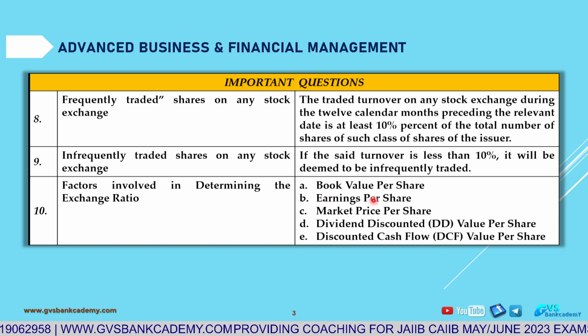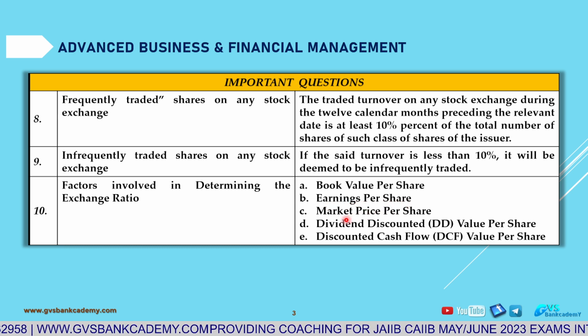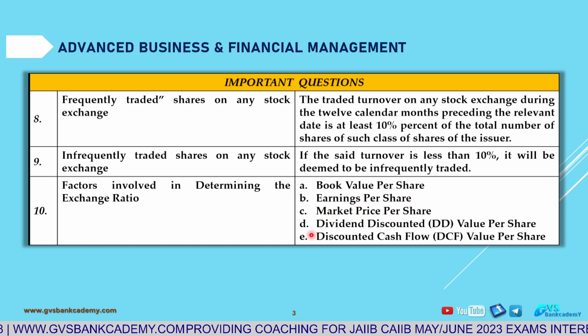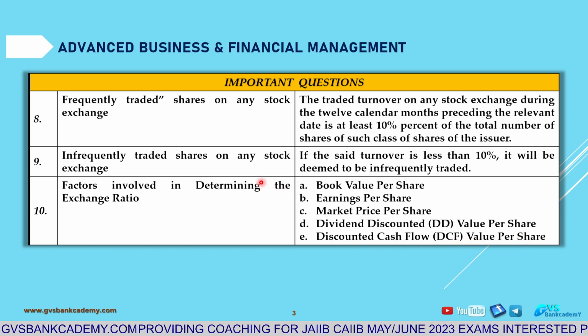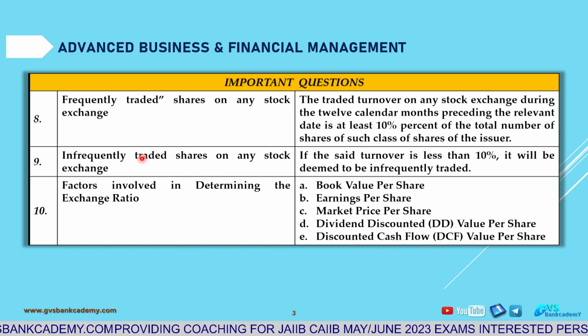These are the factors involved at the time of determining the exchange ratio at the time of mergers and amalgamation. One is book value, another is earning per share, third is market price per share, D is dividend discounted value per share, and discounted cash flow techniques. These are the 10 questions I am uploading on this first day.